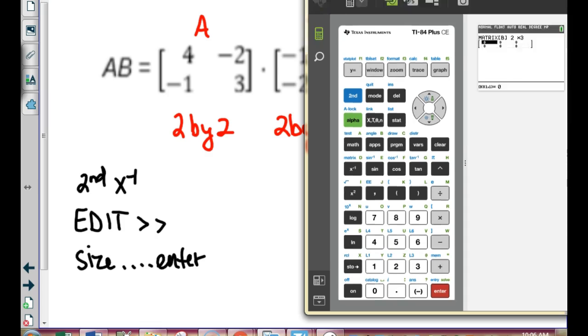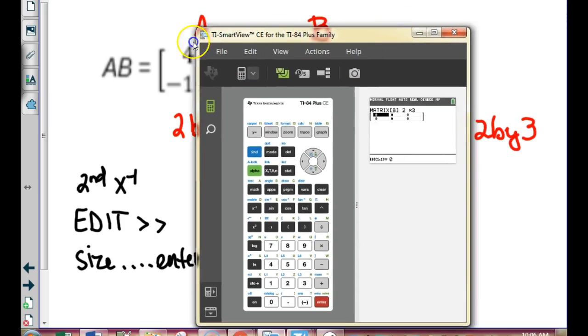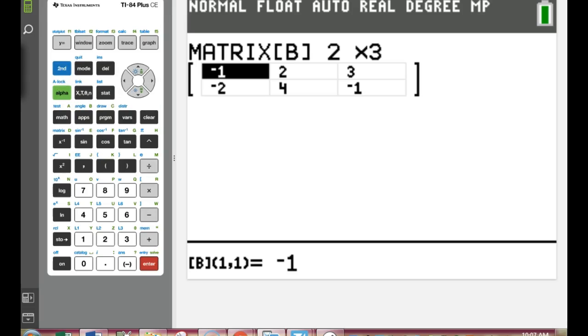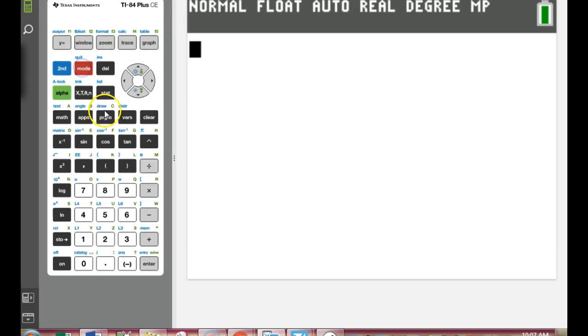Okay. And I got to make it so you can see the numbers. There you go. -1, 2, 3, -2, 4, and -1. Okay. Everybody good? Then you're going to quit again and just go back to the home screen.